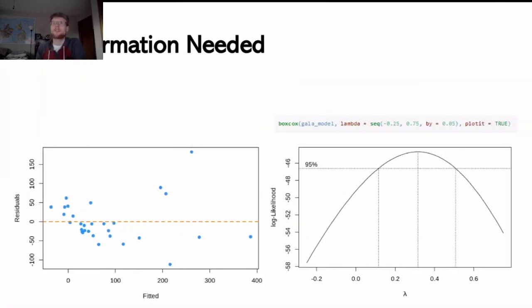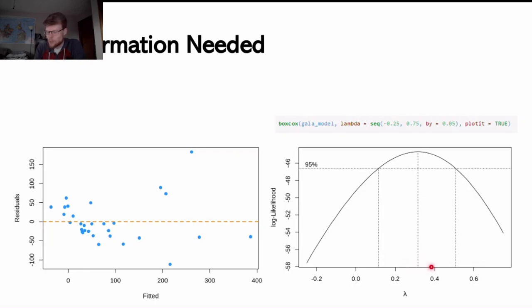Now here's a different situation where a transformation is probably needed. Here we see that the residuals are super non-constant and definitely don't seem to be normally distributed around the best fit line. So here's a case where we run BoxCox, and we see that the ideal lambda value is somewhere around 0.3.